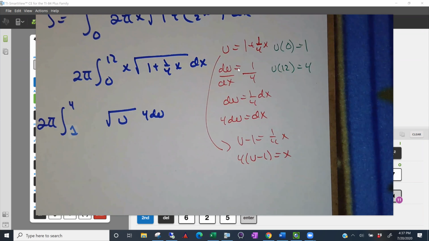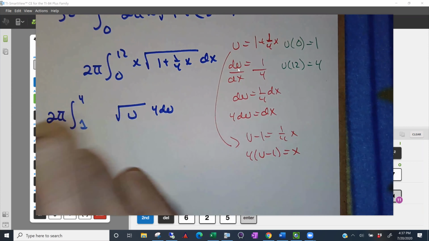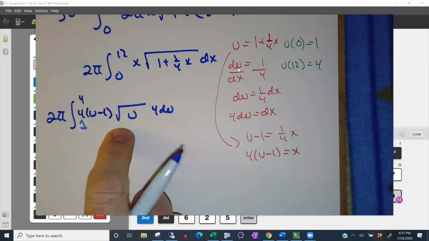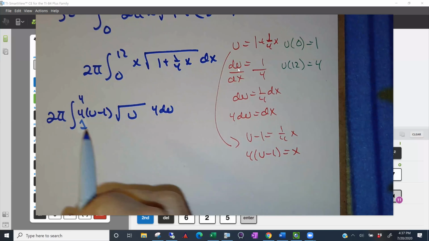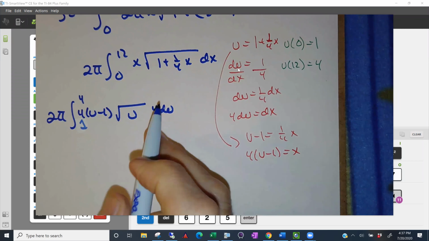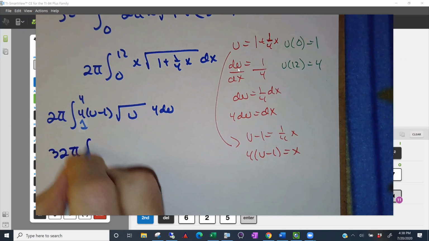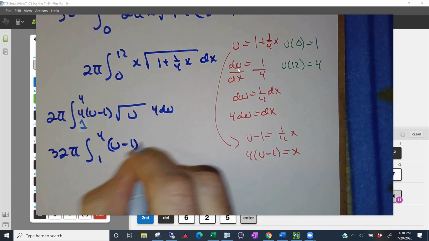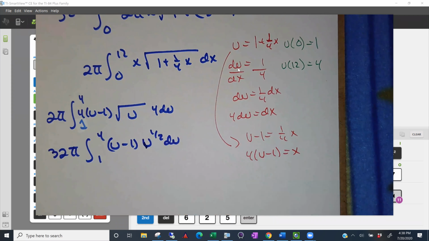And then if I multiply both sides by 4, I get 4 times u minus 1 equals x. That's exactly what we need to put in here, 4 times u minus 1 times the square root of u times 4 times du. So the 4 times the 4 is 16 times the 2. I can put that all out in front: 32 pi, integral from 1 to 4 of u minus 1 times the square root of u, which I'll write as u to the 1/2, du.